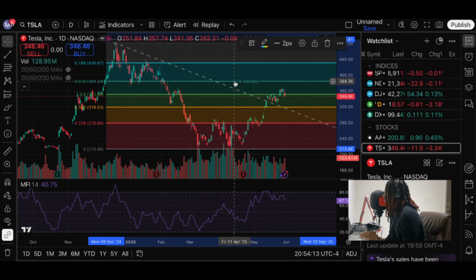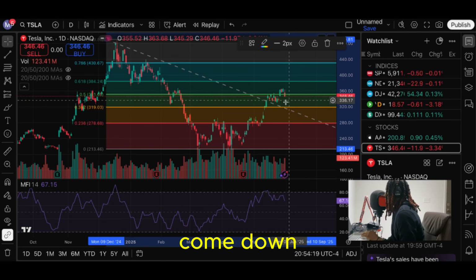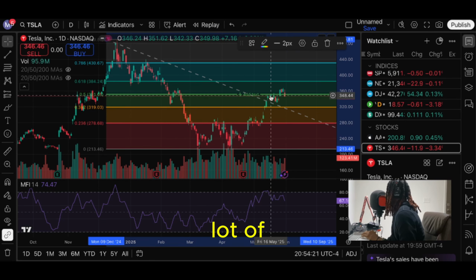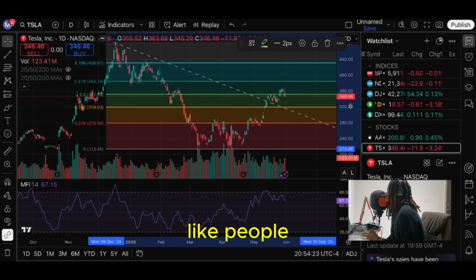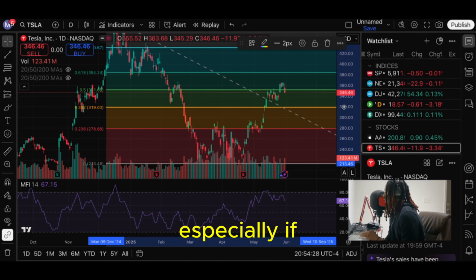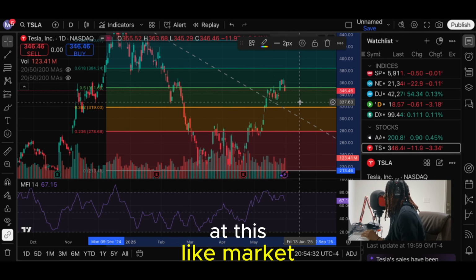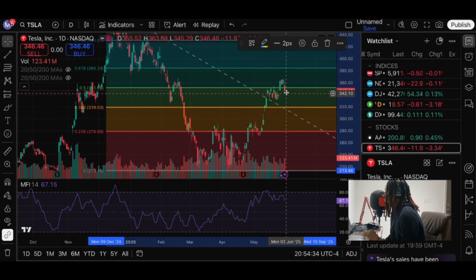So yeah, right now, nothing is just gonna continue to go up non-stop and never come down. So it's a lot of healthy movement. A lot of people start to panic when they see a sell off and things like that, especially if they're bullish on a company. But I just look at this like market correction and healthy movement.